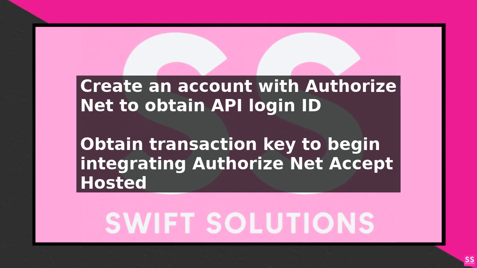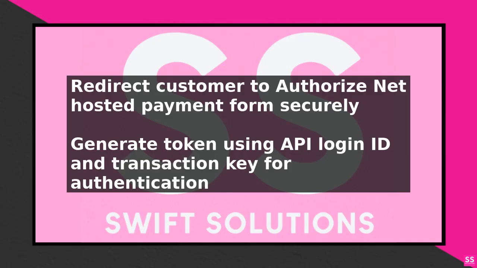The first step is to redirect the customer to the Authorize Net Hosted payment form. This form is a secure page where the customer can enter their payment information. To redirect the customer, you will need to generate a token that is used to authenticate the request. This token is generated using your API login ID and transaction key.